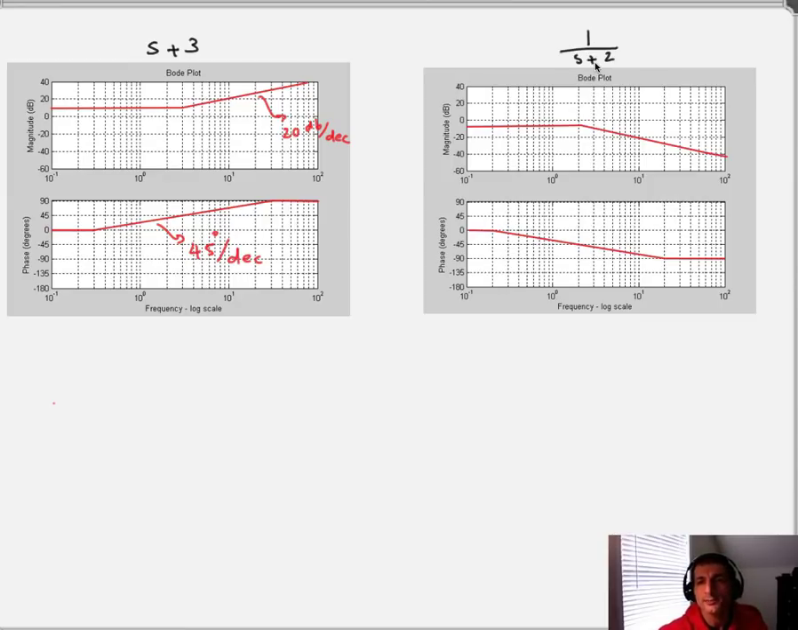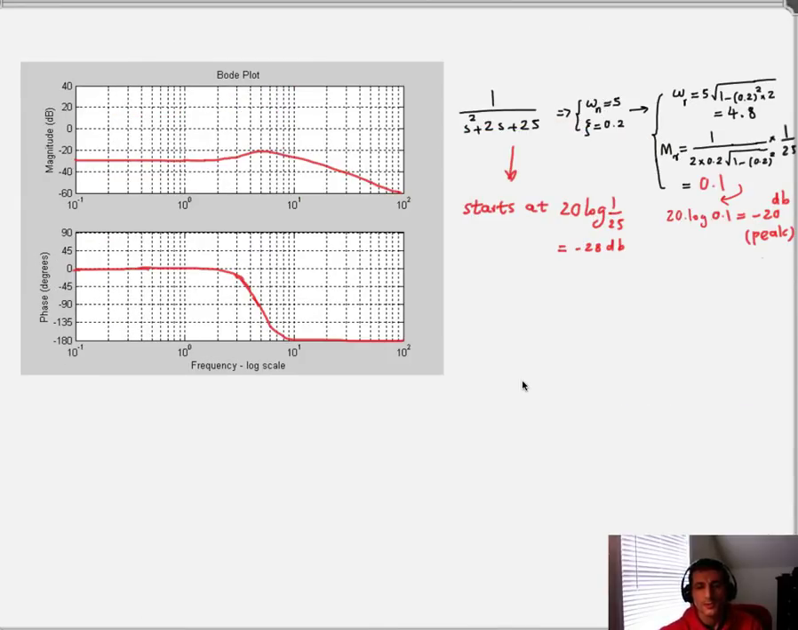Now for 1 over s plus 2, initially it starts flat, and then it's going to drop at the frequency 2, and the slope of the drop is -20 dB per decade. The same thing here for the phase: you start from 0 and eventually arrive at -90 degrees. The slope of this line is -45 degrees per decade. For the second order, if you want to show more details about this system response, since it was 1 over s squared plus 2s plus 25, then omega n is 5 and zeta is going to be 0.2.